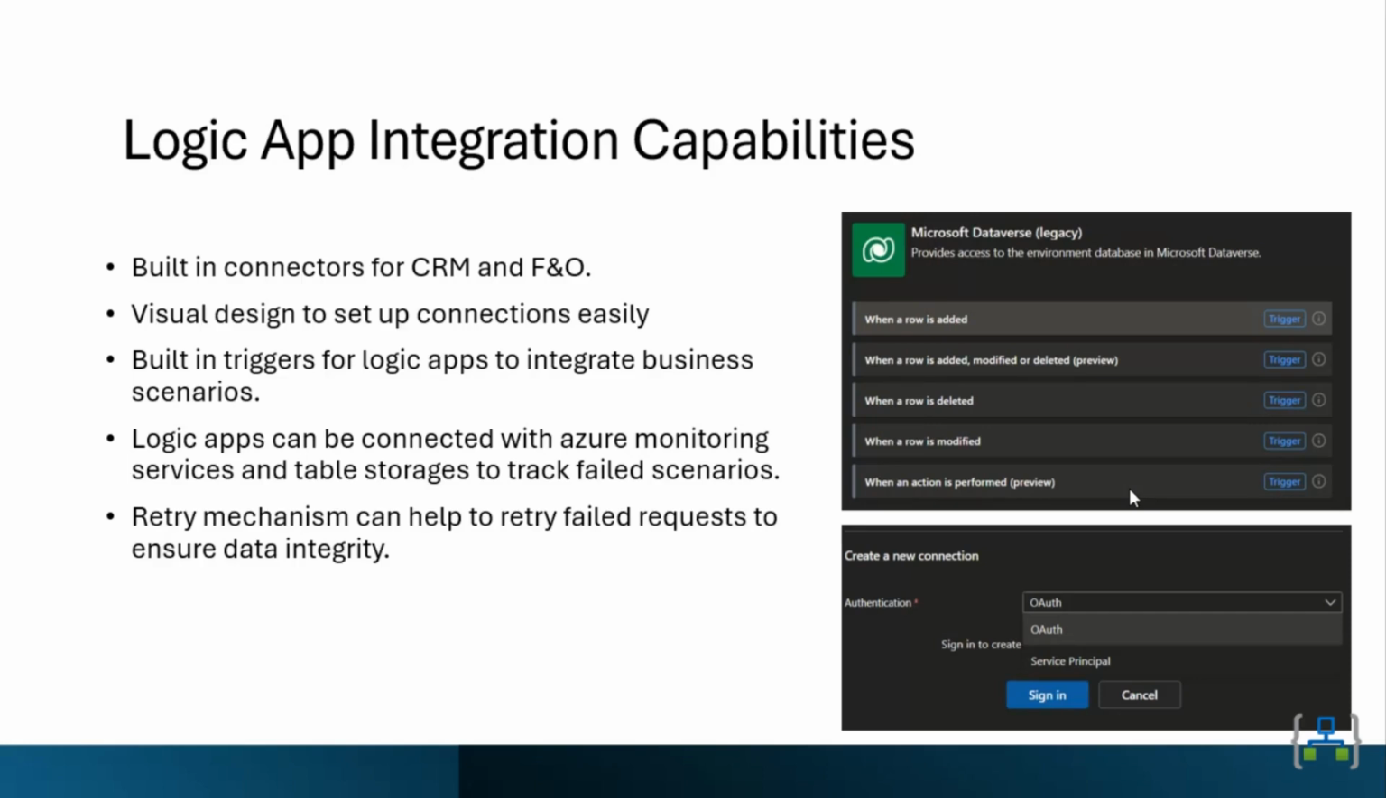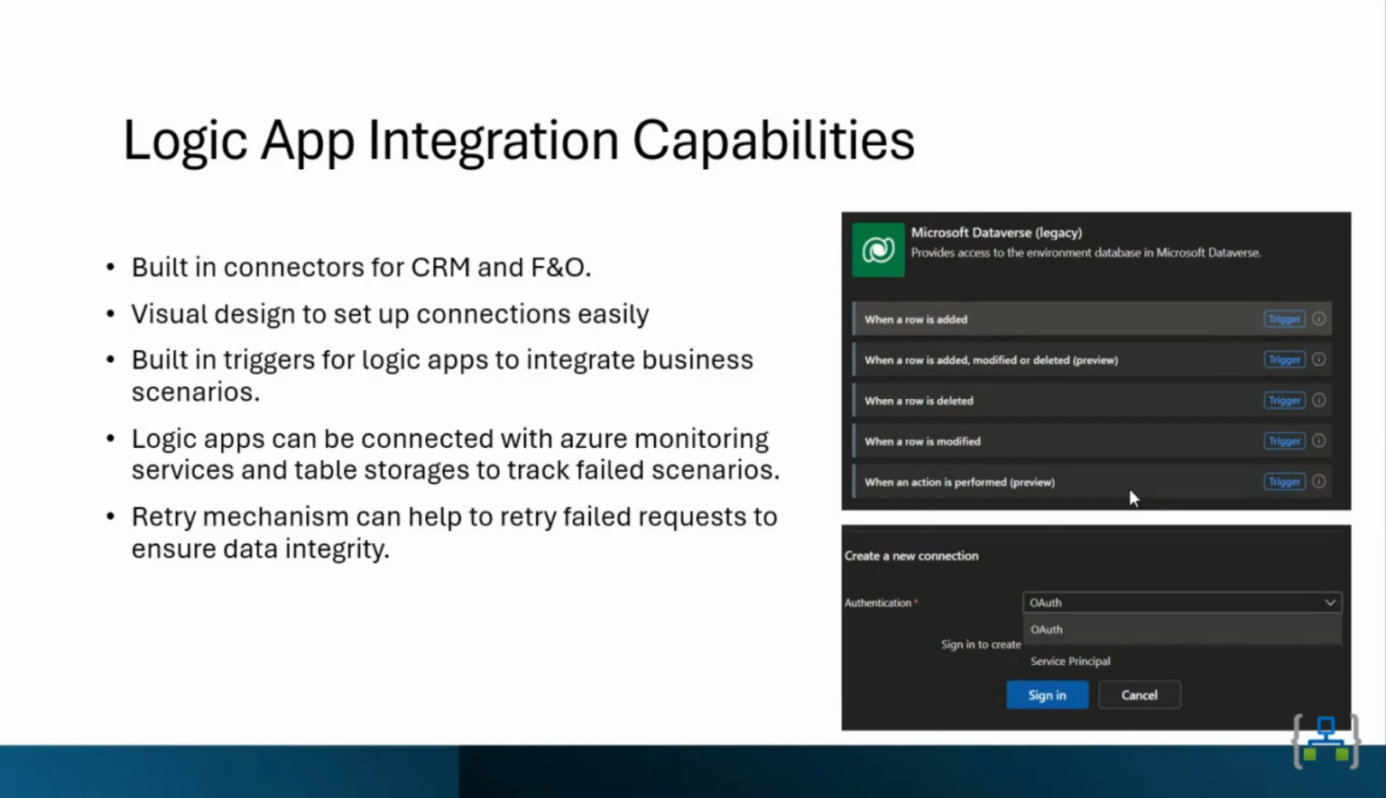These are built-in triggers that Logic Apps offers, which are the starting point that will start the Logic App flow. We have multiple actions, like when a record is added in a particular entity, or when any record in that entity is added, modified, or deleted, any kind of modification, we can trigger the Logic App flow that will perform multiple other actions, and in the end, the record can be reflected in the other system, in our case, Finance and Operations as well.